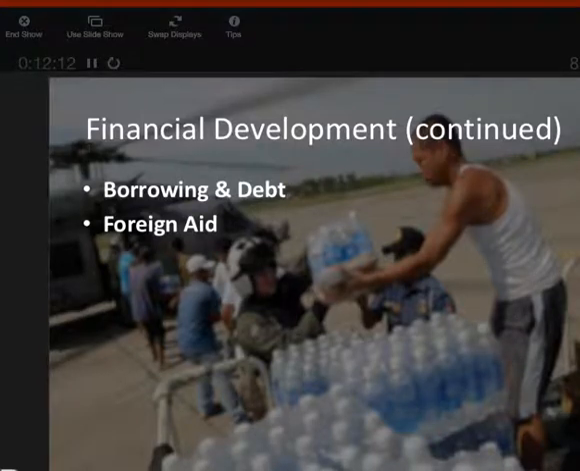Borrowing and debt and foreign aid is another big one. A lot of these countries cannot survive without foreign aid. Unfortunately, that means there's a lot of debt that's involved there.